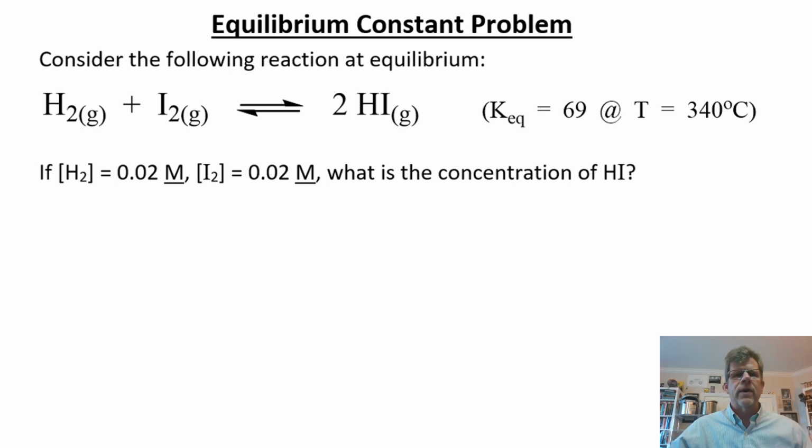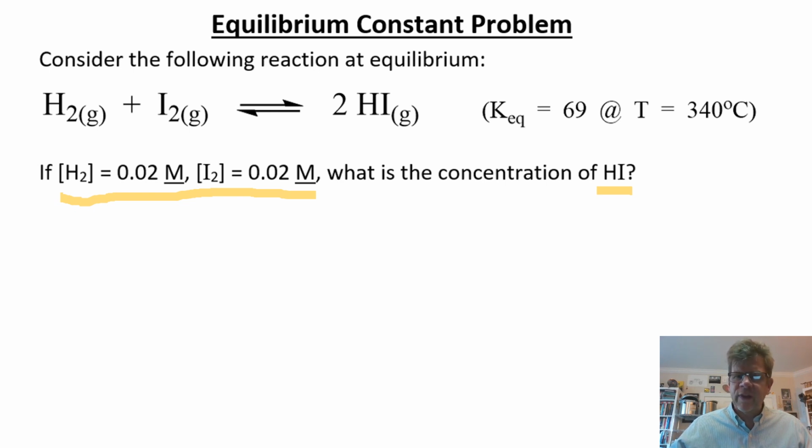So consider the following reaction at equilibrium. H2 plus I2 goes to 2HI. Notice they're all in gaseous states, so we're going to be using all of them. Now notice it also gives an equilibrium constant, 69, at a temperature of 340 degrees Celsius. That's done by convention, as we know, because the equilibrium constant is highly dependent upon temperature. If the concentration of both reactants is 0.02 molar, what is the concentration at equilibrium of our HI product?